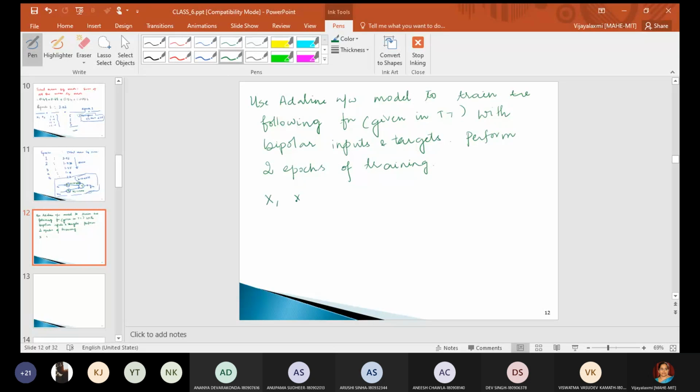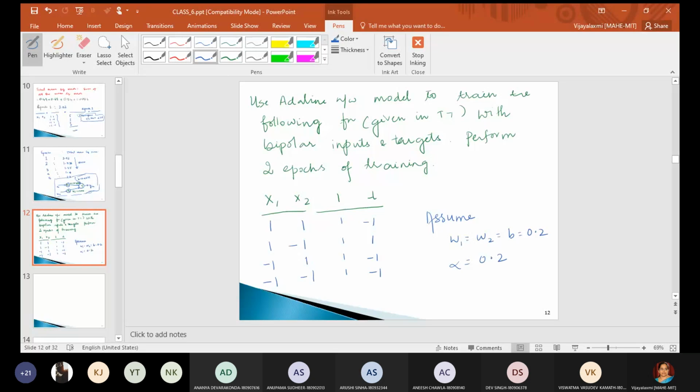X1, X2, T: 1, 1, 1; 1, minus 1, minus 1; minus 1, 1, minus 1; minus 1, minus 1, minus 1. So this is 1, 1, 1, 1. This is minus 1, 1, minus 1, minus 1. Assume W1 is equal to W2 is equal to B is equal to 0.2. Alpha is equal to 0.2.